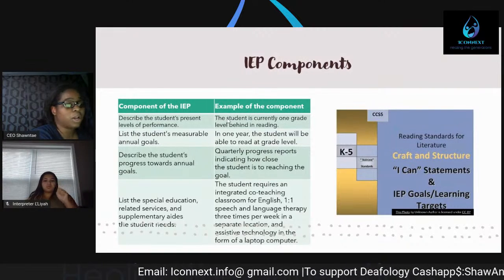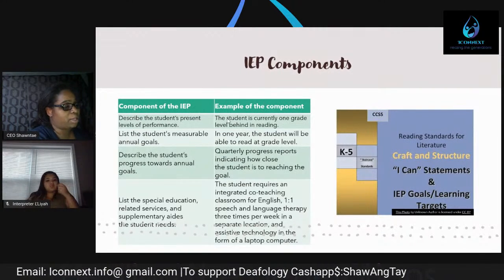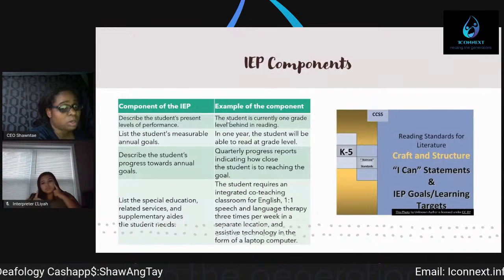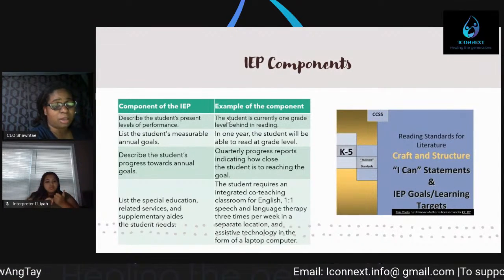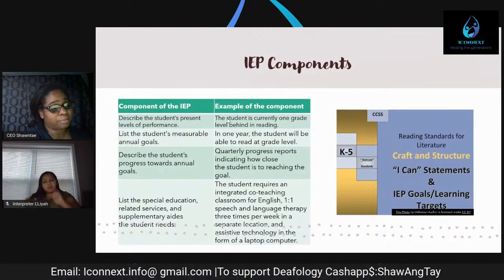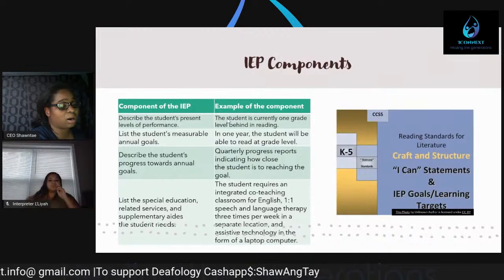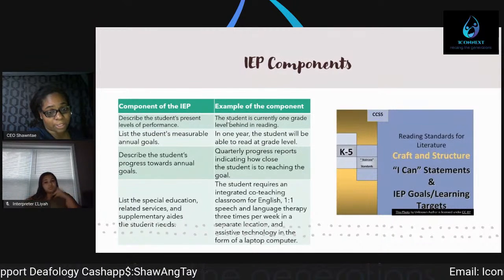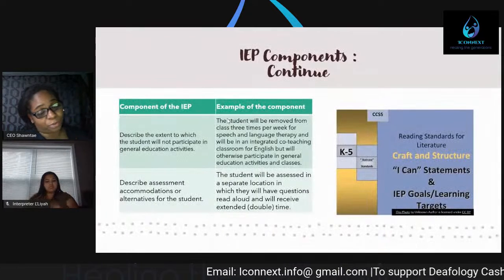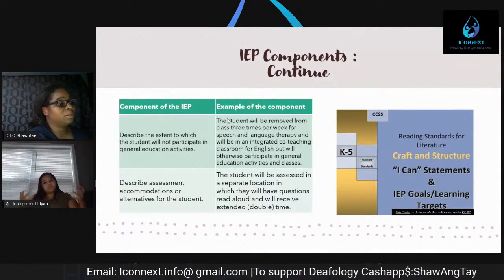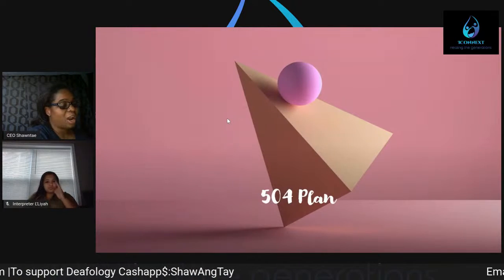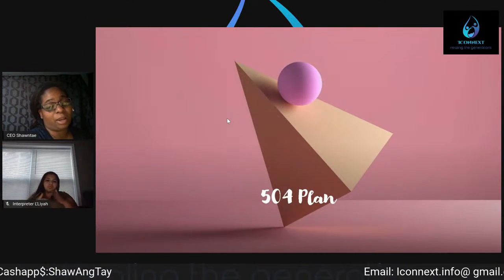Another one is to describe the student's progress towards annual goals. So how are they progressing? Are they meeting the goals that were set in the IEP? That's basically what it means. You see some other ones here. If you like this PowerPoint, please let me know and I will inbox it to you, because I'm not going to go through all of these. There are a lot of them, as you can see.